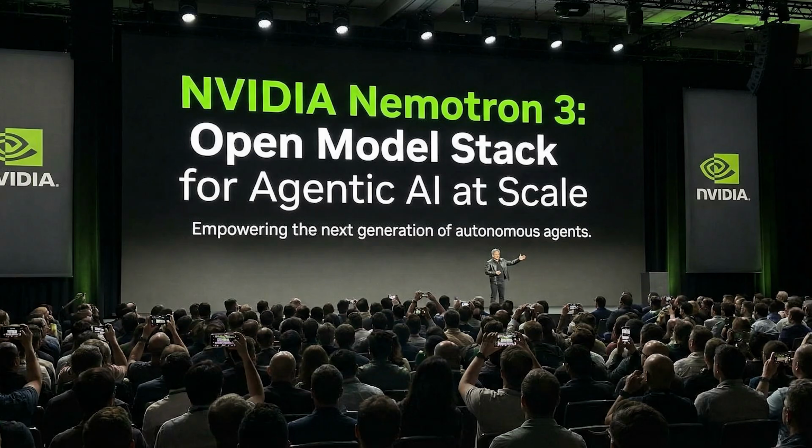So beyond just the open model weights, they're releasing a massive 3 trillion token dataset for pre-training and reinforcement learning. And they've included a really specialized asset, the Nemotron agentic safety dataset. A specialized safety dataset. Yeah. Why is that necessary for these agentic systems specifically?